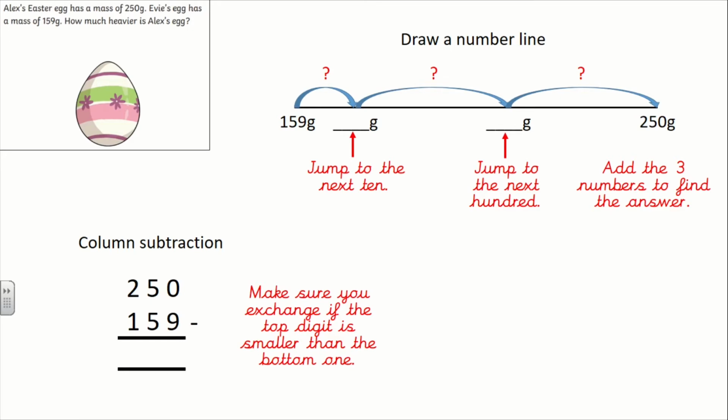So to start off with, make sure that you exchange if the top digit is smaller than the bottom one. So if the first one, 0, is smaller than 9, we can't do 0 take away 9, so we have to exchange. We've done this lots and lots in class, so hopefully you'll be able to remember how to use that method. Have a go at those. Use whichever strategy you find best and have a go.